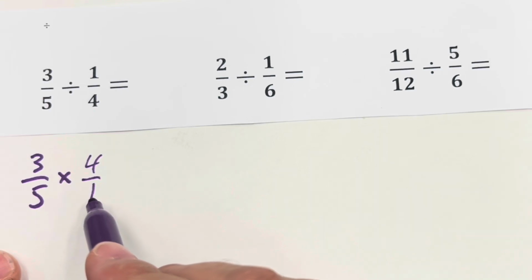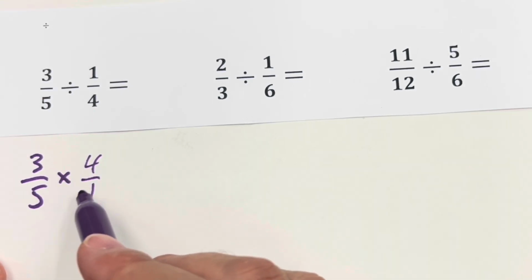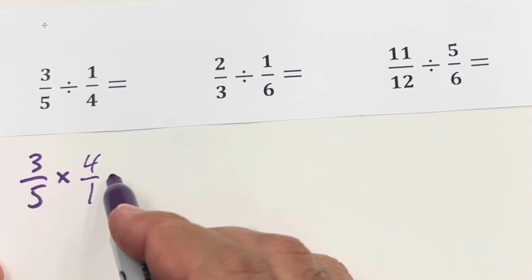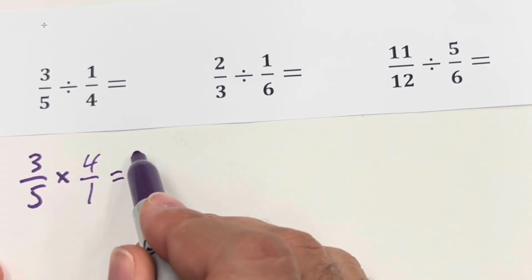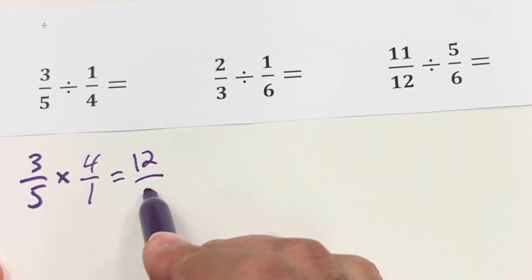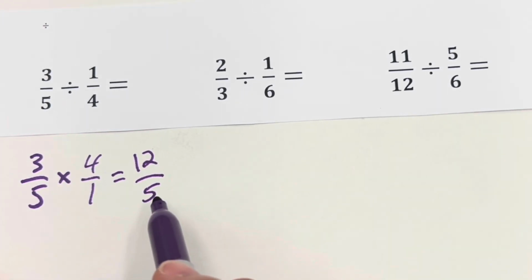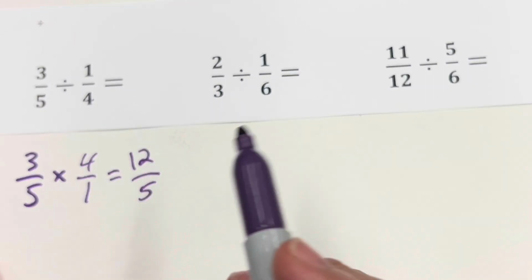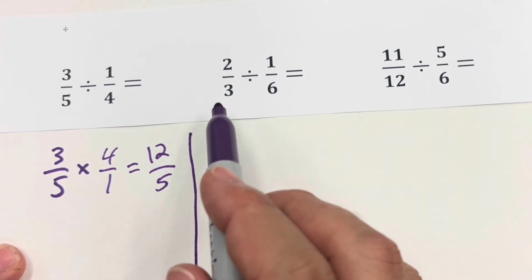You don't need to put the 1 here. I'm just doing it for visualization. So now there is nothing you can simplify here. So 3 times 4, 12. 5 times 1 is 5, so 12 divided by 5. So that's the answer in fraction. We can change that number to decimal and mixed number if needed or if you want it.